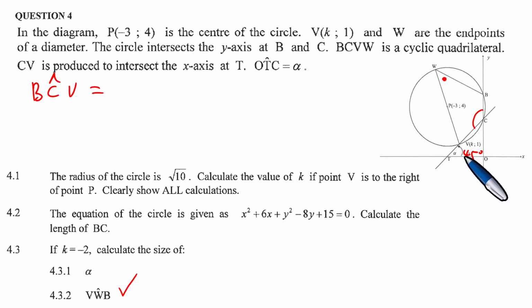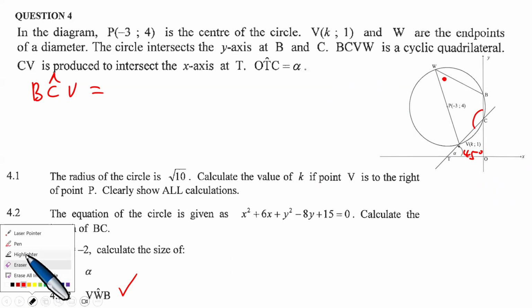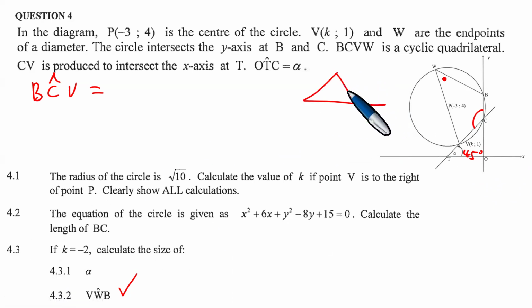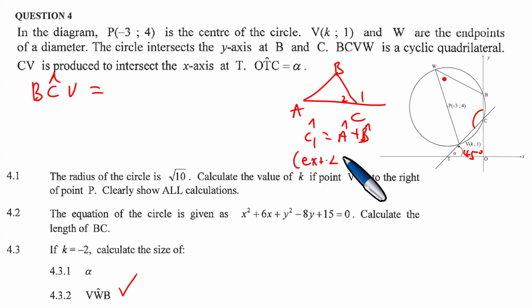Because you already know that this angle is 45 degrees, this one is using grade 10 geometry. What is grade 10 geometry? In grade 10, you were taught that the exterior angle of a triangle is equal to the sum of the interior opposite angles. So if you have this here, this is that. You're able to see that angle C1 is angle A plus angle B. Why is this? Because of the exterior angle of a triangle.